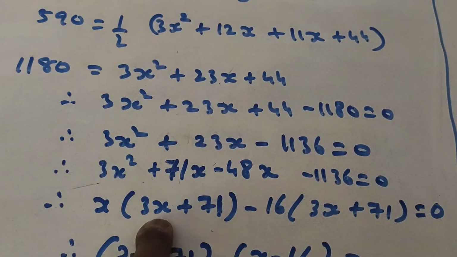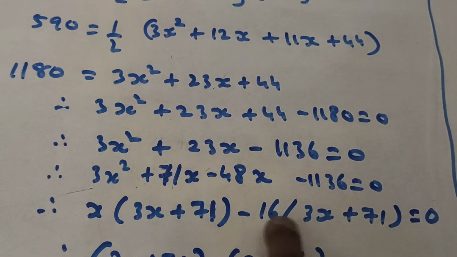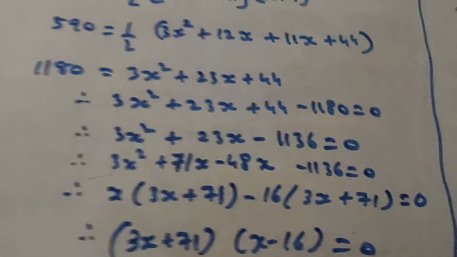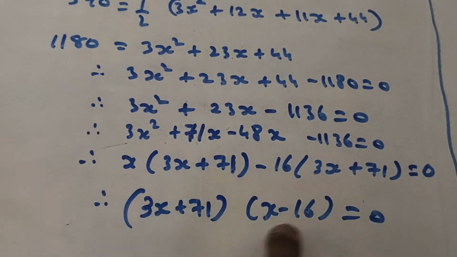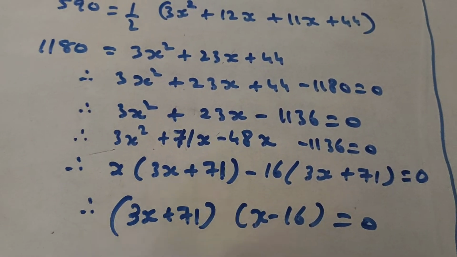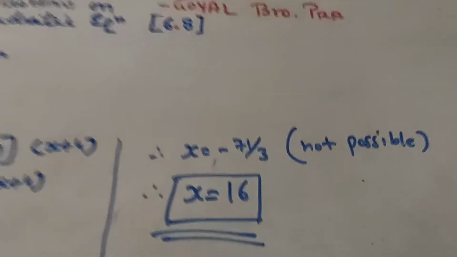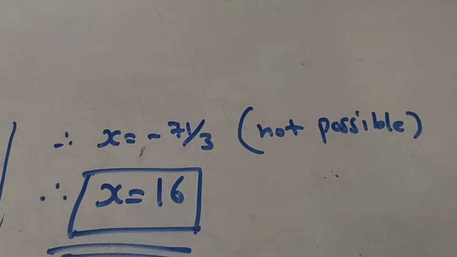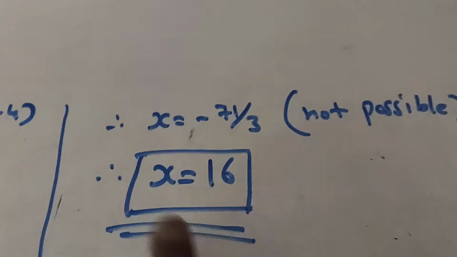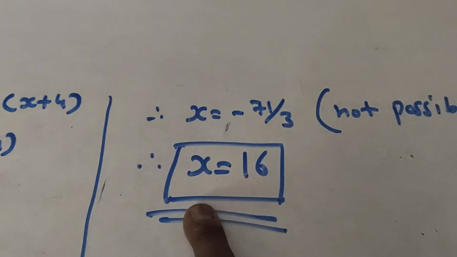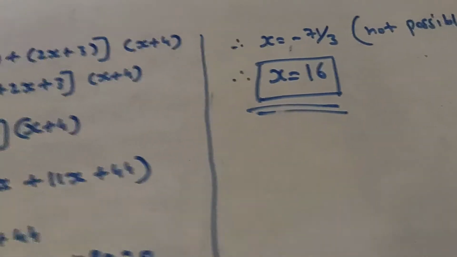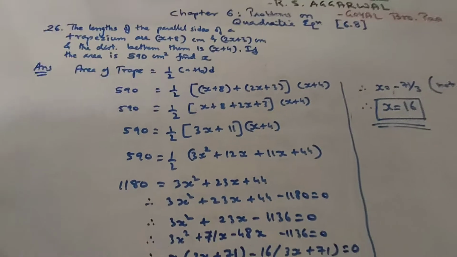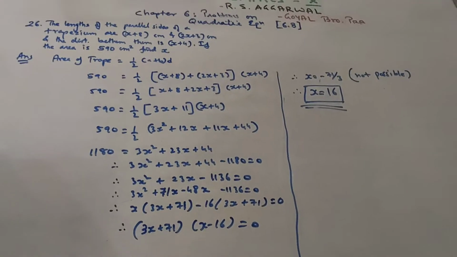Taking x common, so 3x plus 71, minus 16 common, so 3x plus 71 is equal to 0. So here you get 3x plus 71, and here you get x minus 16 is equal to 0. Now applying ZPR, you get x equal to minus 71 upon 3, which is not possible. So the value of x is 16. I hope you understood. Let us move on to sum number 27.